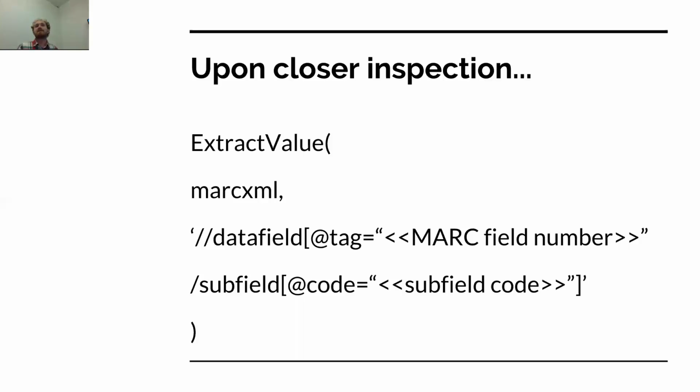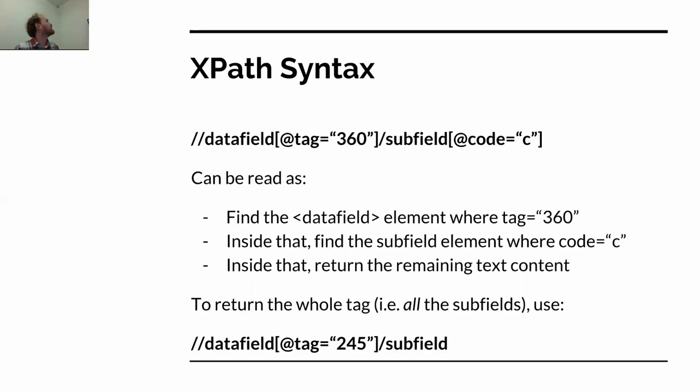245, the MARC field number, subfield code B. Exactly. We did it. We got the subfield, the subtitle. It's amazing. Yeah, so you would put 245 in the at tag, and the at code would be B. This is how you would get 360C, for instance. So data field at tag 360 / subfield at code C.